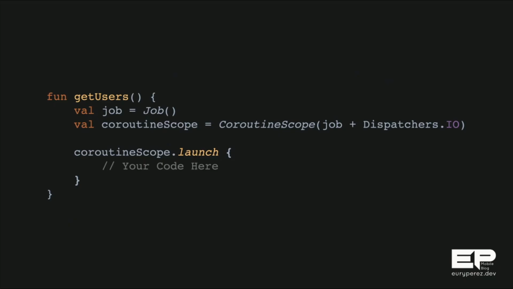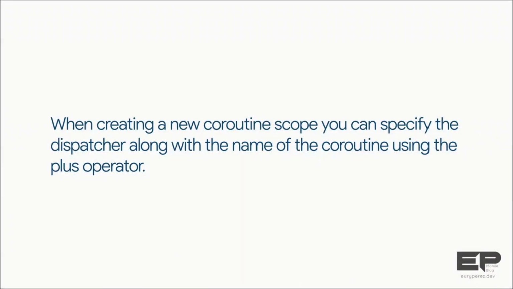Then in our normal class, we can just use our coroutine scope like we do with the lifecycleScope or with the viewModelScope to launch our new coroutine with our coroutine builder.